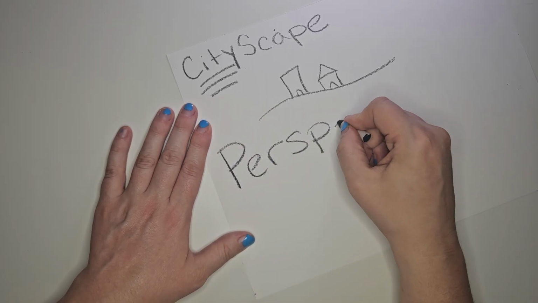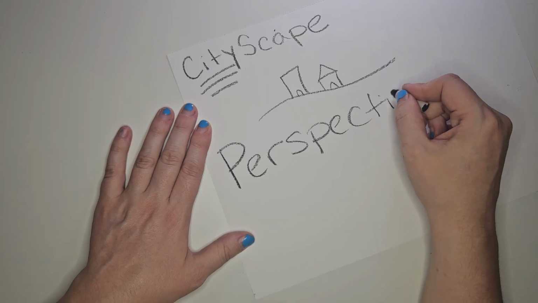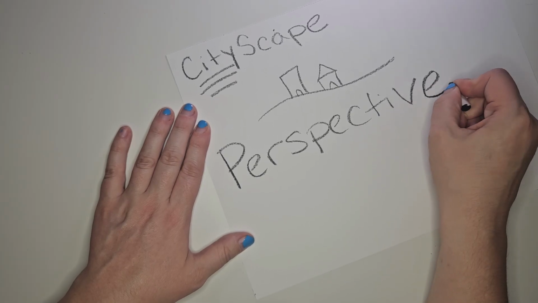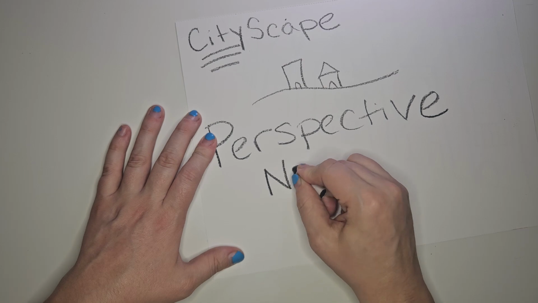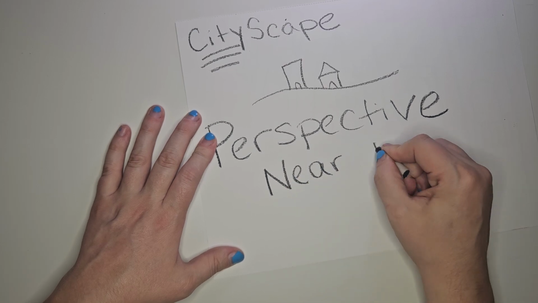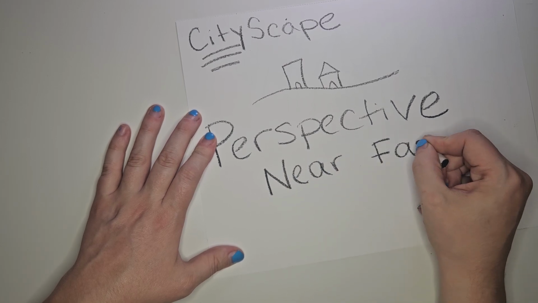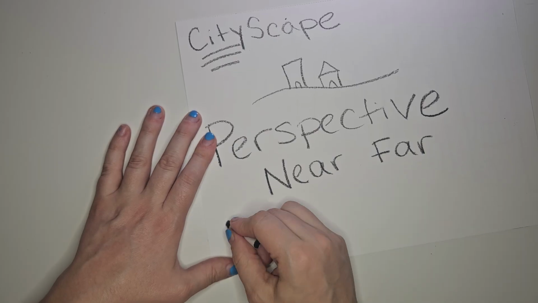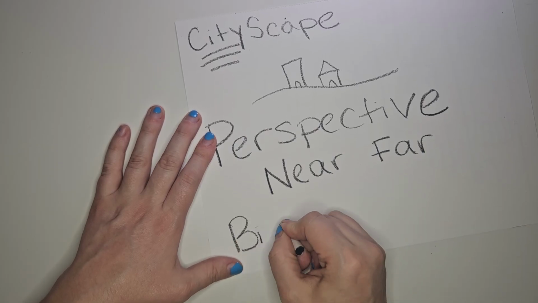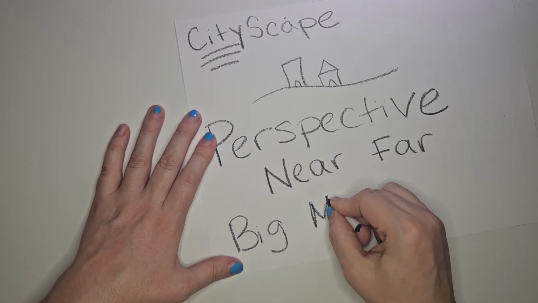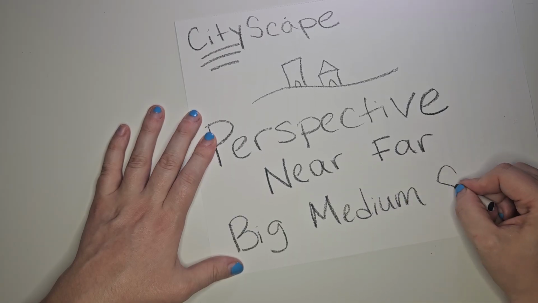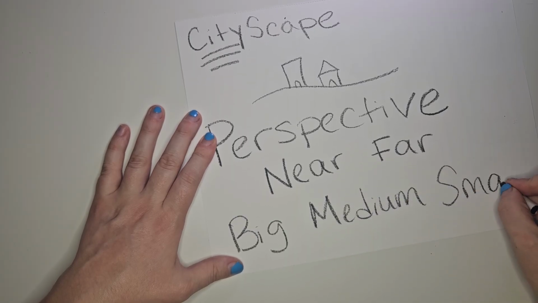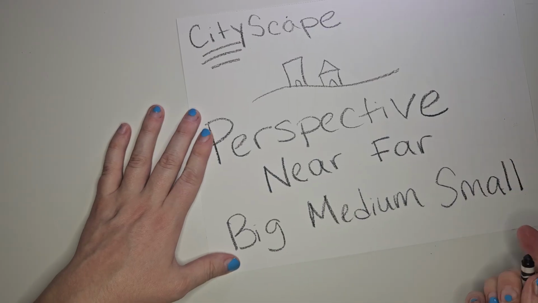Perspective. Put all these nice vocabulary words on the back of our paper so we can teach our adults at home all about what we learned. We learned about near and far and how artists use that to show space. And we use big, medium, and small. You don't have to write this on your paper, but if you want to, you can pause the video and write your words on the back of your paper.